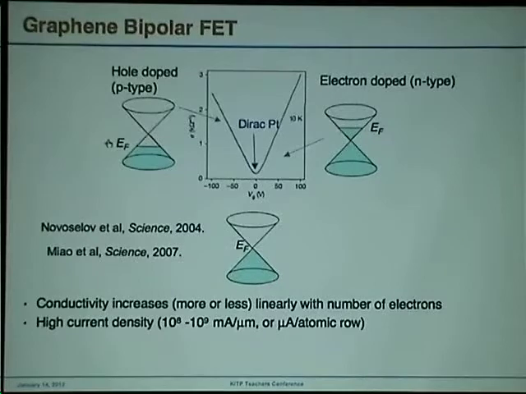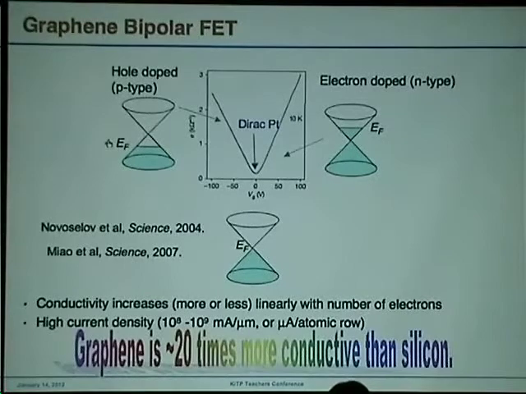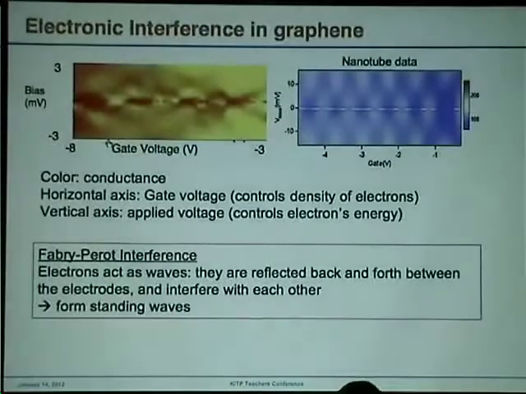So this is actually where the really interesting physics happens. The conductivity goes more or less linearly with the number of electrons. Also, an amazing thing is that you can carry really high current density, about 1 microamp per atomic row. I think this is a record of what can be carried. No other material has shown this. It's about 20 times more conductive than silicon.